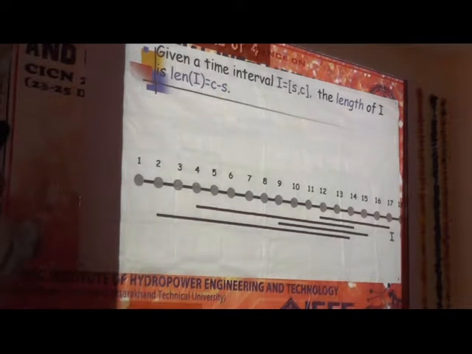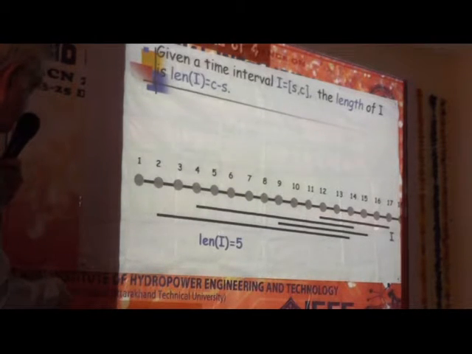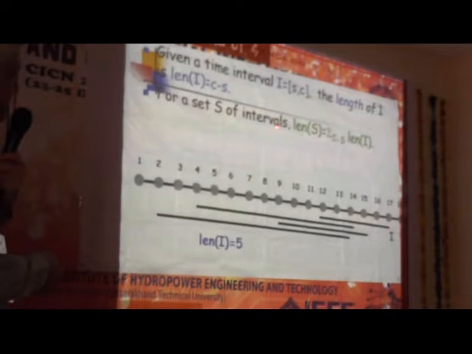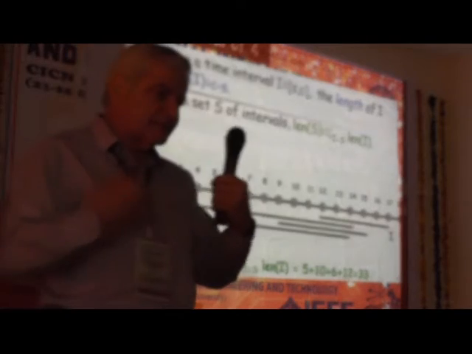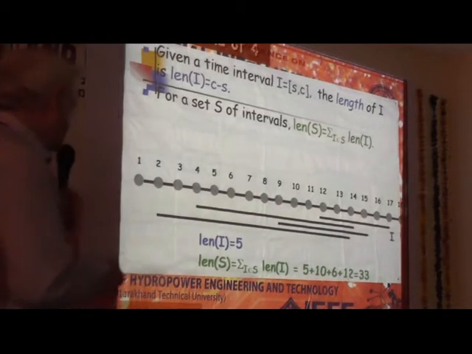If I give you a line interval, the length of the interval, length of I, is 5. For example, in this case, this interval goes from 12 to 17. The length of the interval is 5. Now, if I give you a set of intervals, the length of the set is the sum of the lengths of the intervals. So in this case, the jobs are of length 5 plus 10 plus 6 plus 12, altogether 33 units. So the total time for all the jobs is 33 units.